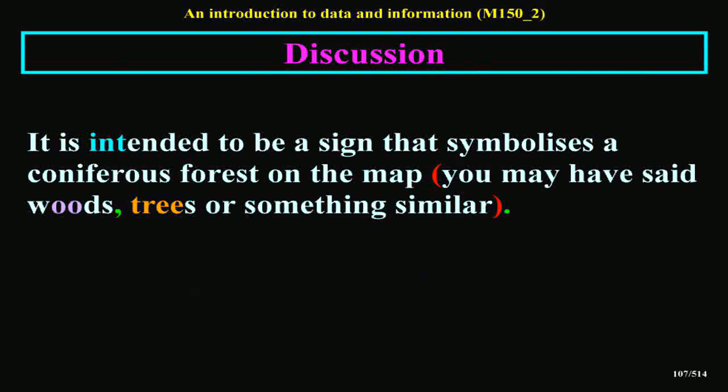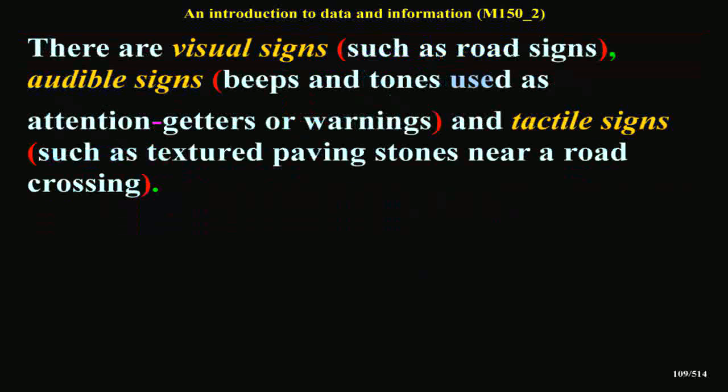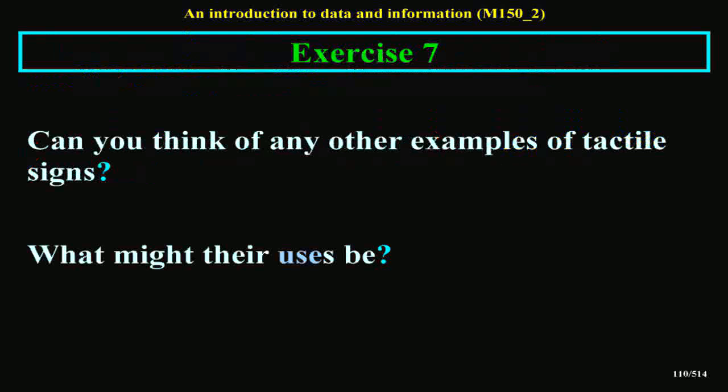Discussion. It is intended to be a sign that symbolizes a coniferous forest on the map. You may have said woods, trees, or something similar. Note that most maps have a legend which explains the exact meaning of such signs, although they are intended to be easy to interpret. Signs can be of many types. There are visual signs such as road signs, audible signs, beeps and tones used as attention getters or warnings, and tactile signs such as textured paving stones near a road crossing.